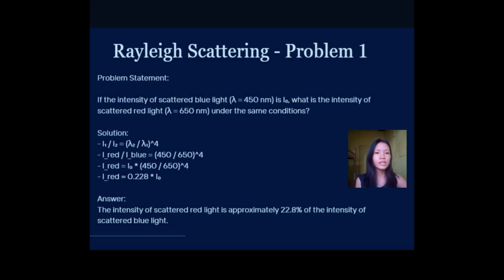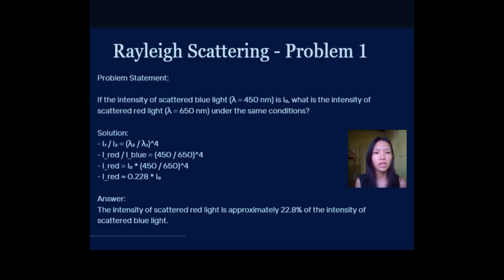Suppose the intensity of scattered blue light with a wavelength of 450 nanometers is the initial intensity. We want to find the intensity of red light, which has a longer wavelength of 650 nanometers, under the same conditions. We use the relationship I1 divided by I2 is equal to (wavelength 2 divided by wavelength 1) to the power of 4. Substituting the values, we get I red over I blue is equal to (450 divided by 650) to the power of 4.